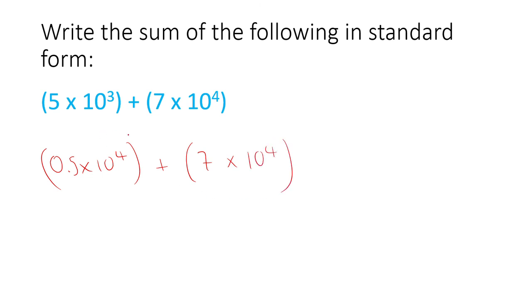Okay, and now because these two powers are the same, they're both to the power of 4, I can simply add this 0.5 and this 7, because I have 0.5 lots of 10 to the power of 4, adding on 7 lots of 10 to the power of 4, so in total I have 7.5 lots of 10 to the power of 4. And this is in standard form already because that is in between 1 and 10, so that is your final answer.